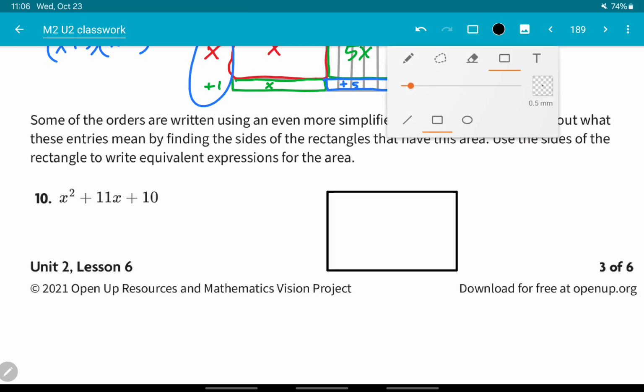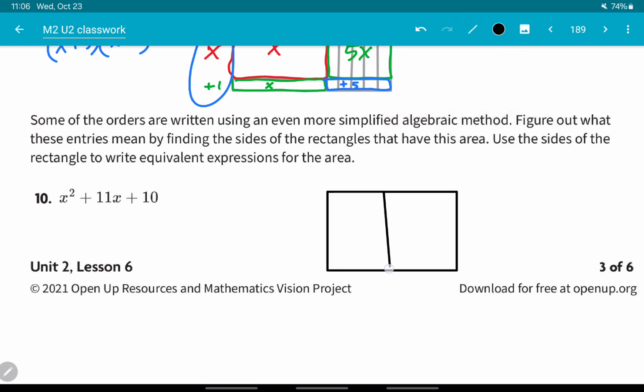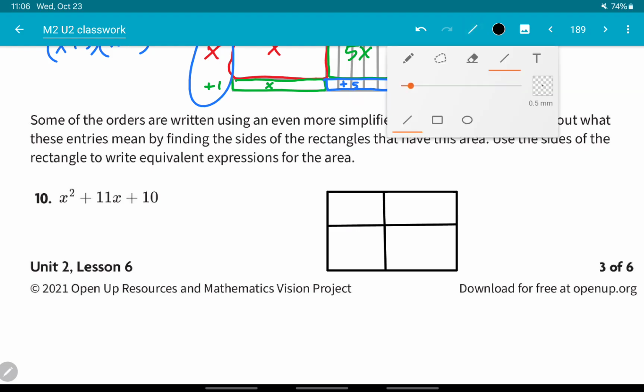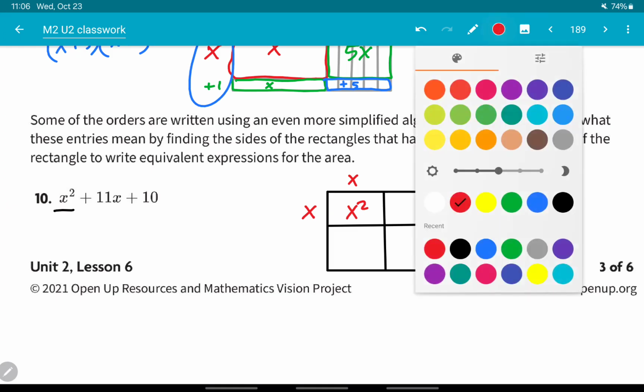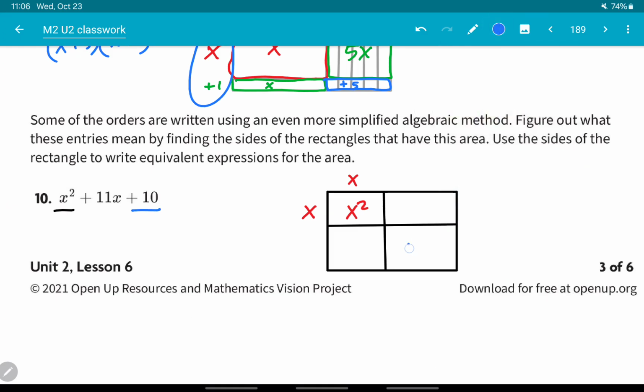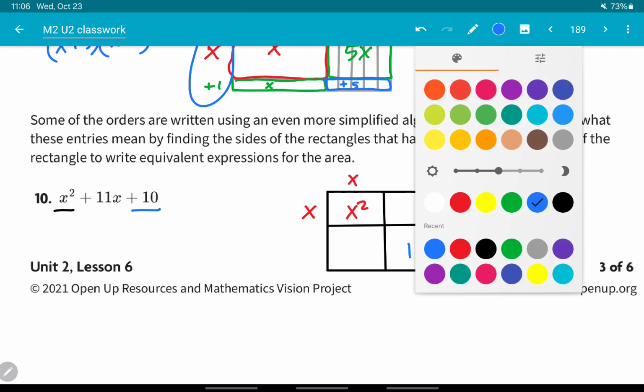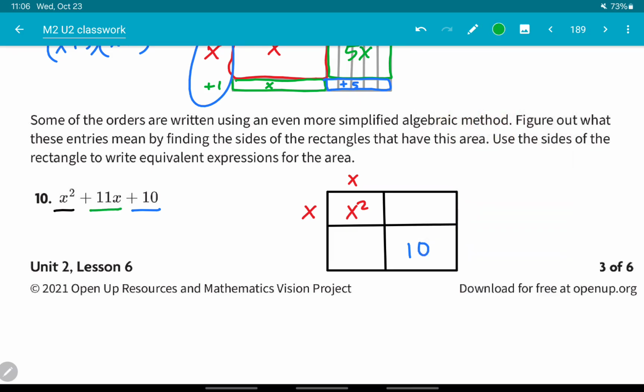And this time we're going to draw a more simplified version of this diagram. This time we're only going to divide it into those four main regions. I know that I have x squared here, and I know that this part's going to be an x by x. And I also know that I have a 10 down here, but I don't know what numbers go here and here.